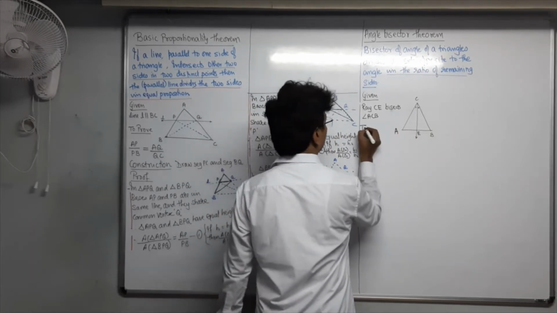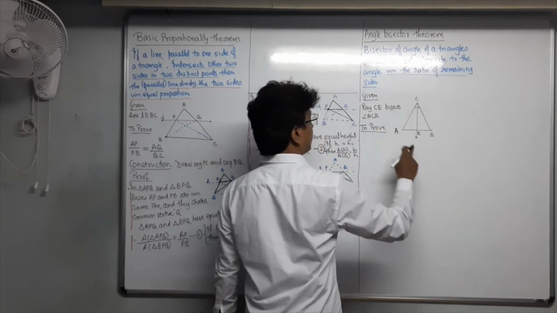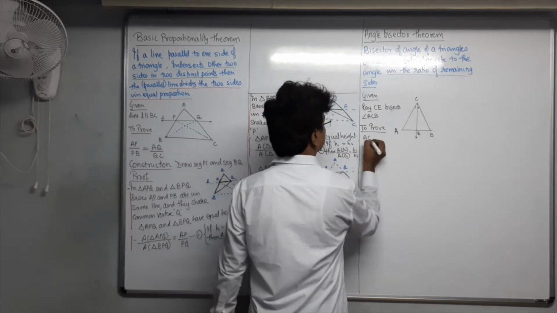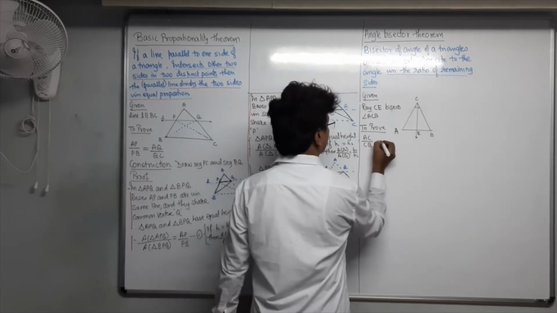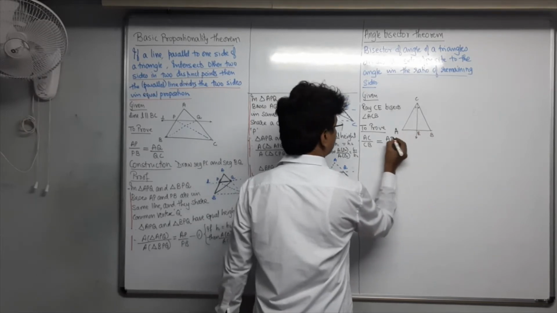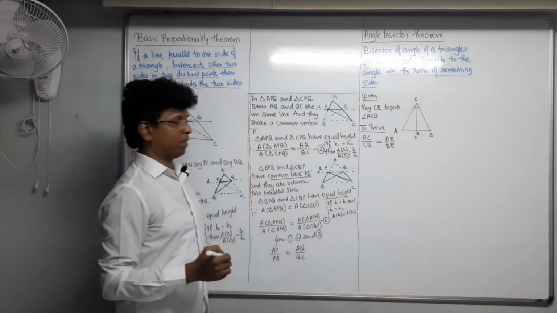To prove what you have to prove, you have to prove the angle bisector theorem. By angle bisector theorem, what you will have? AC upon CB is equal to what? This is the opposite sides cut. AE upon BE. This you have to prove. Okay, my dear students. But here what happens?